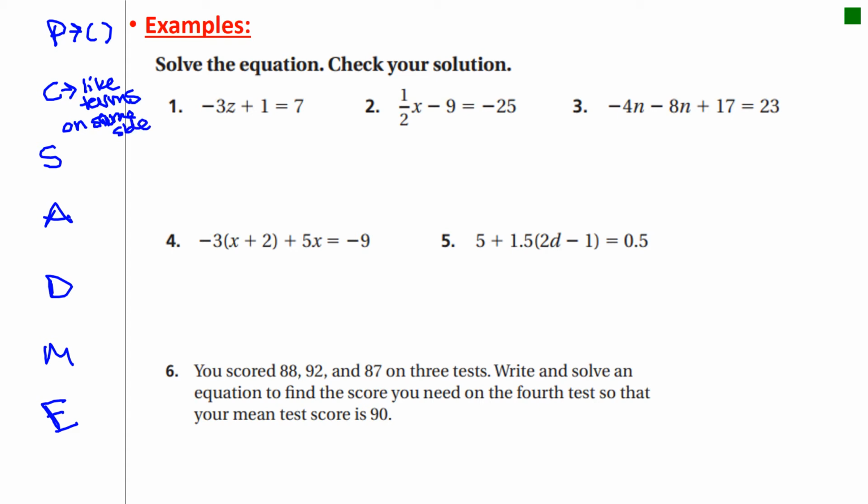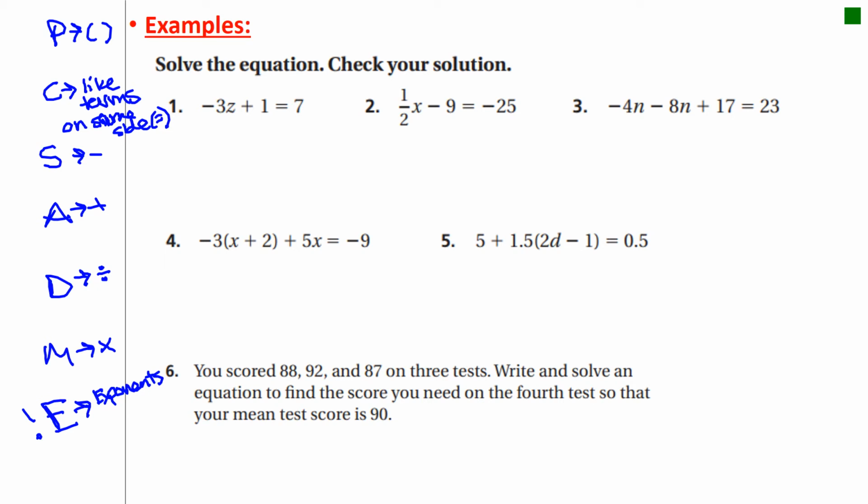My sides are the equal sign, okay, so that equal sign is the divider. Then I'm going to undo subtraction, then I'm going to undo addition, then I'm going to undo division, then I'm going to undo multiplication, and then I'm going to undo exponents. We'll get to exponents later this year, so exponents is not something we're going to work with right now.